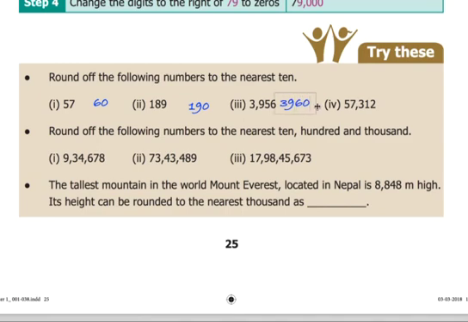3960. It is not 100. It is nearest 10, not 100. So 3960. Next one, 57. It is okay. 310, because 2 is less than 5. Round off the following numbers to the nearest 10, 100 and 1000. This part you have to do.